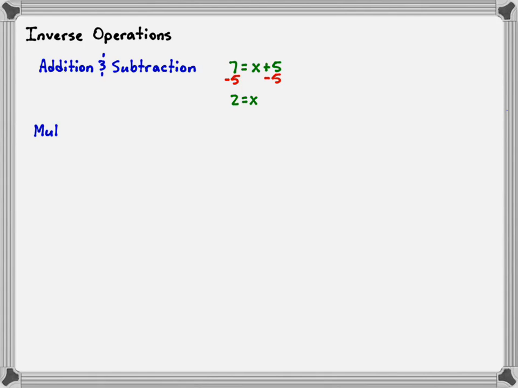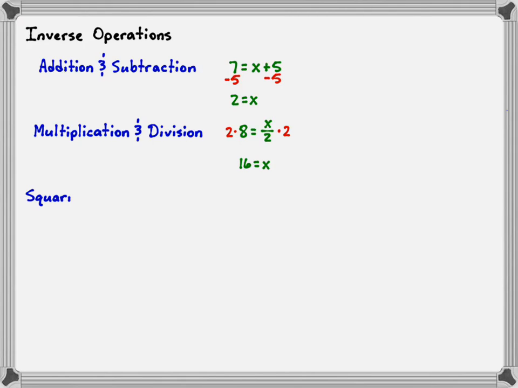Some other inverse operations, multiplication and division, are inverse operations. We know this. This is something that we've learned a long time ago. But if I have 8 equals x divided by 2, to get x by itself, I'm going to do the opposite of dividing by 2, which is to multiply both sides by 2. So we end up with 16 equals x. Multiplication and division are inverse operations.